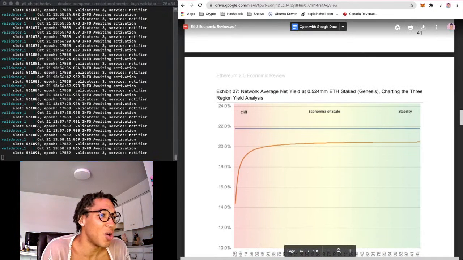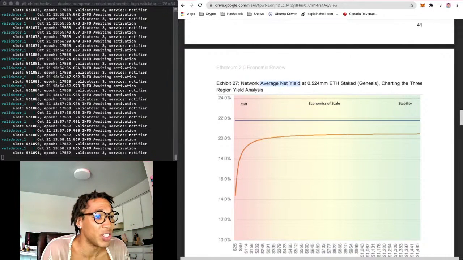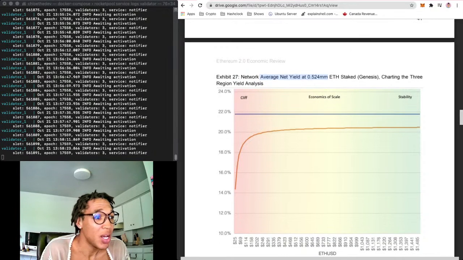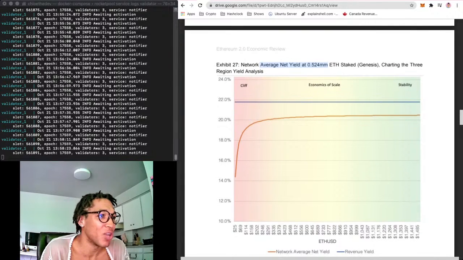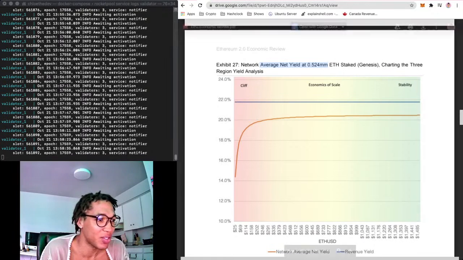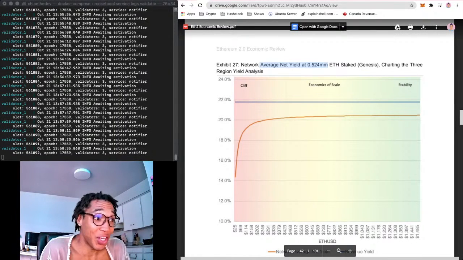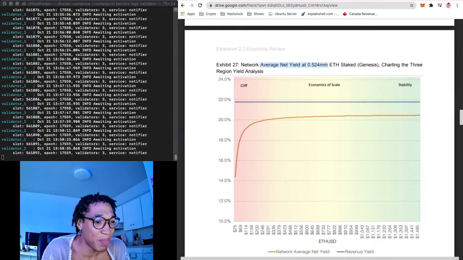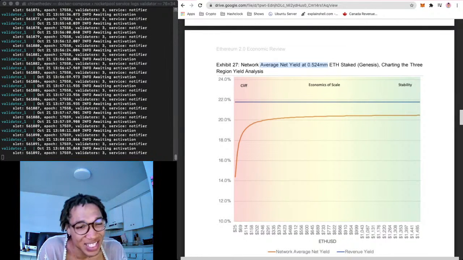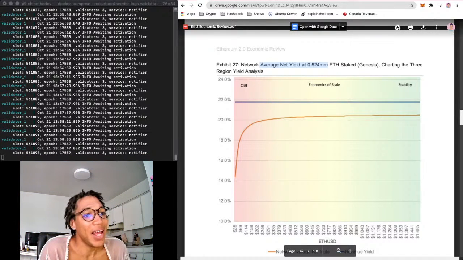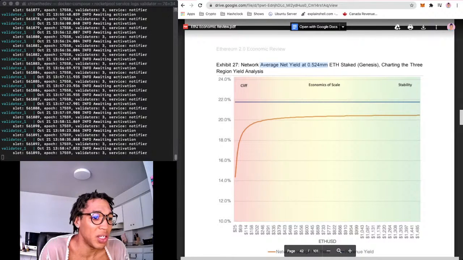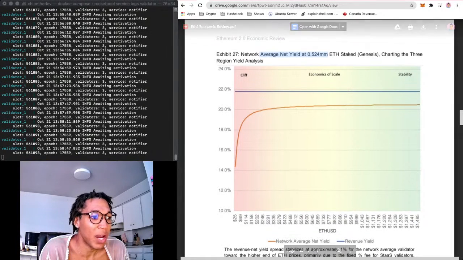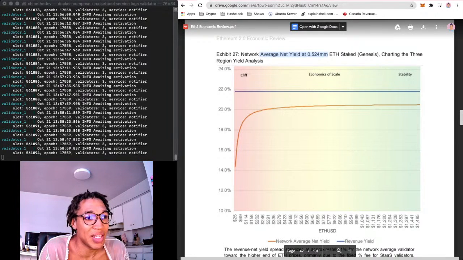This is Exhibit 27, showing the network average yield at that Genesis amount, charting the three region yield analysis. So at that cliff level, it ain't looking good. Once you get to economies of scale, we get to this little range, depending on the price of ETH and how much is staked, a lot of variables. And then you get this stability level where, first of all, yes, you still need, right? Like, I think you still need a certain level of ETH staked.